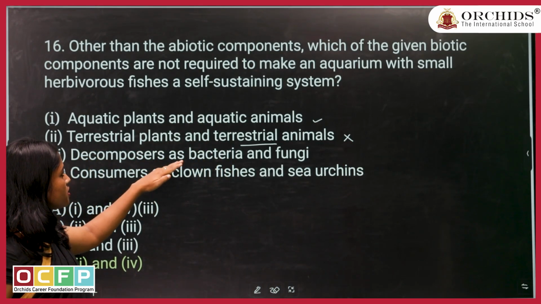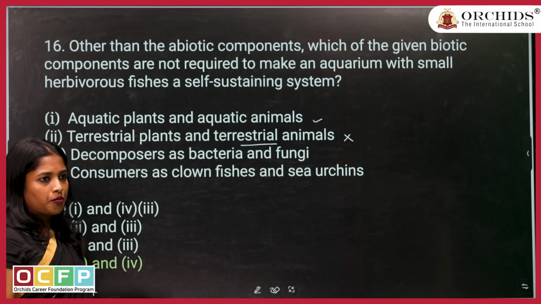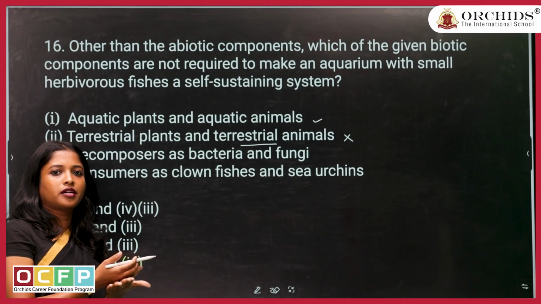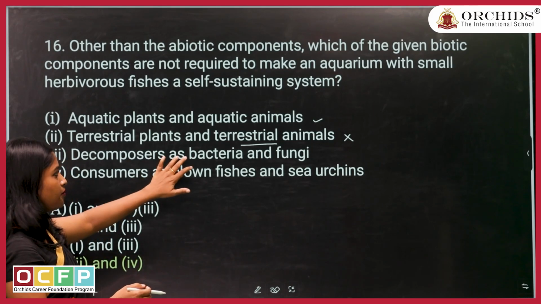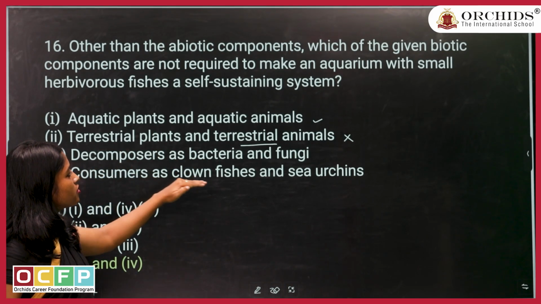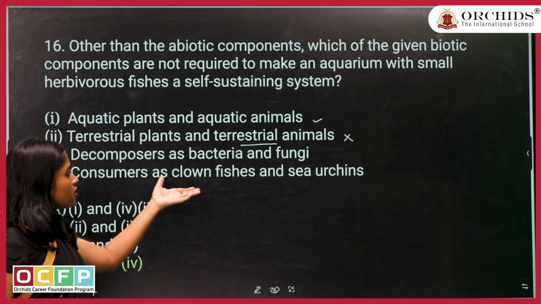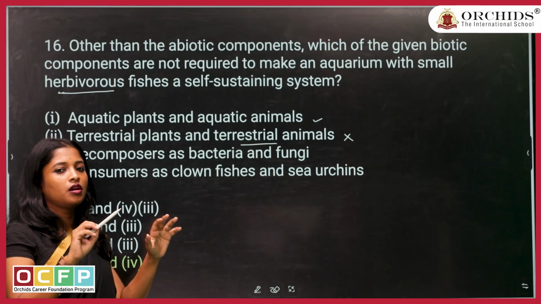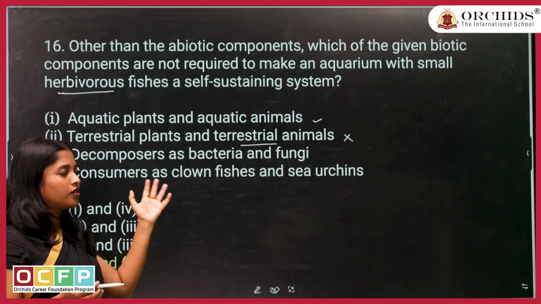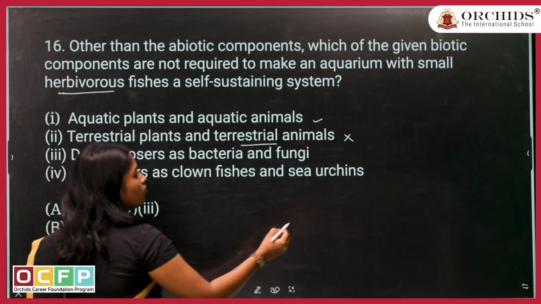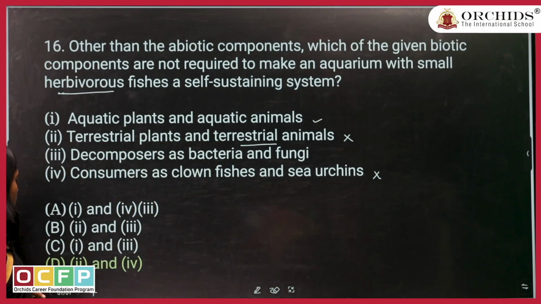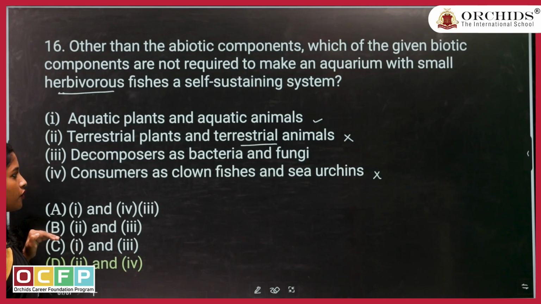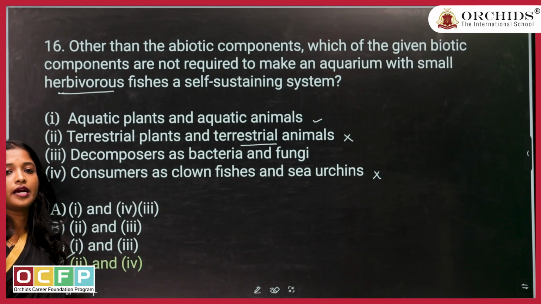Then the third one, decomposers such as bacteria and fungi. To continue the cycle decomposers are important, wherein bacteria will decompose those materials. So we'll keep this. Next we'll see consumers such as clownfish and sea urchins. These are not small herbivore organisms which we can keep in an aquarium, so this we don't require. So the second one and the third one... the options we don't require are in option D. So the option is D. Clear?